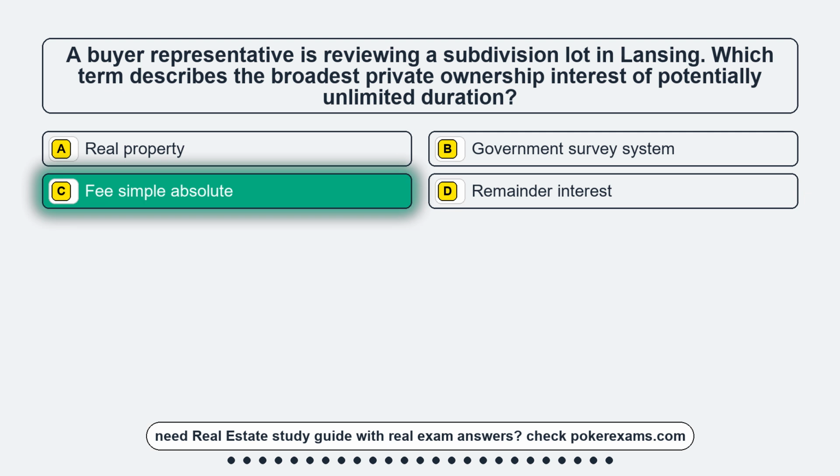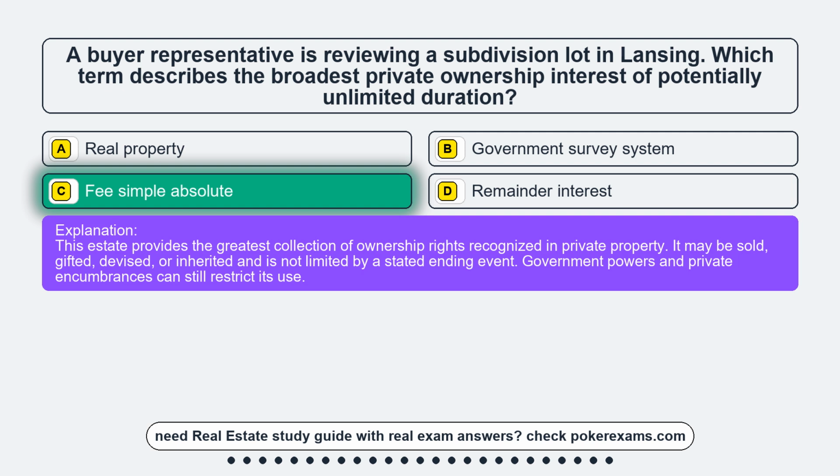Fee simple absolute. This estate provides the greatest collection of ownership rights recognized in private property. It may be sold, gifted, devised, or inherited and is not limited by a stated ending event. Government powers and private encumbrances can still restrict its use.